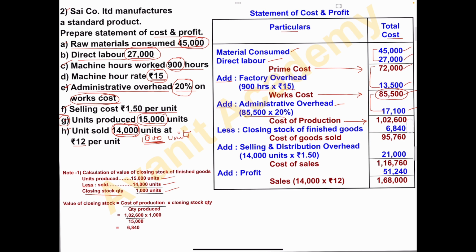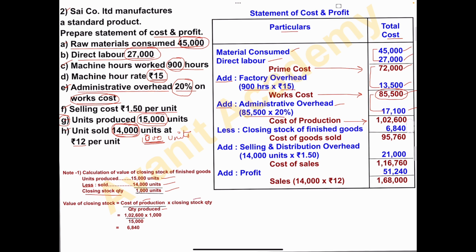Next, we have to calculate the value of these 1,000 units. The formula is: value of closing stock of finished goods is equal to cost of production divided by quantity produced into closing stock quantity. All these formulas I have already explained in previous videos, so you can refer to my previous videos for all this information.